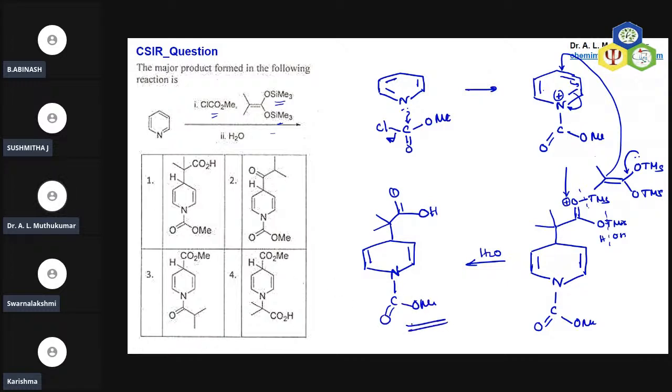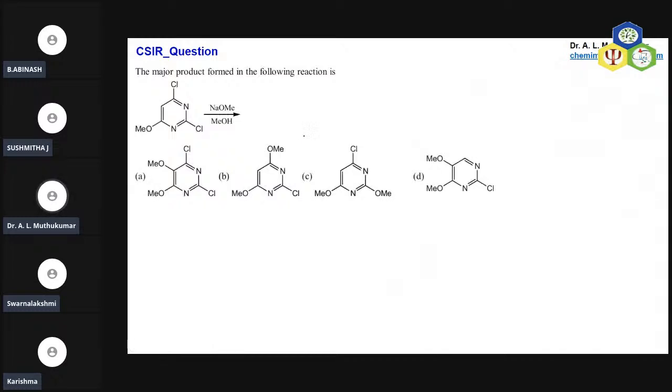If you cross check with the answer, what is the right answer? Option 1 is the right answer. Fine. So one more question. Here sodium methoxide is treated. You have two kinds of chlorine atom here, a chlorine atom in yellow and a chlorine atom in orange. Which will undergo reaction? That is the question. Sodium methoxide will separate as Na plus and OMe minus.